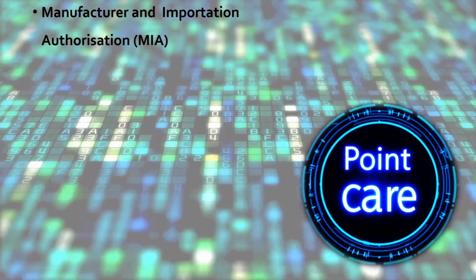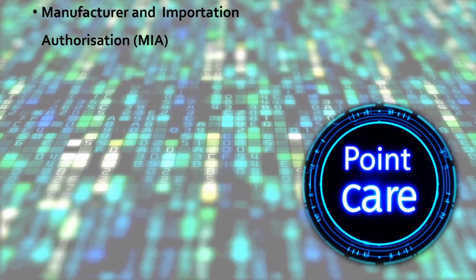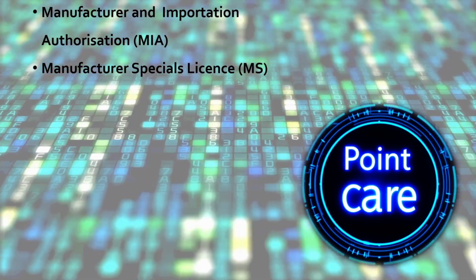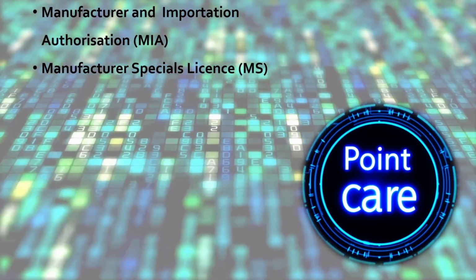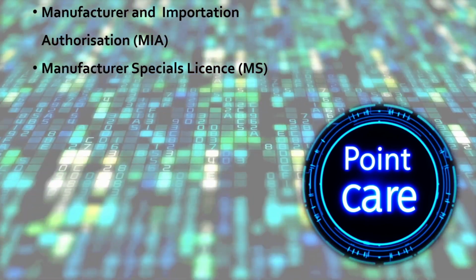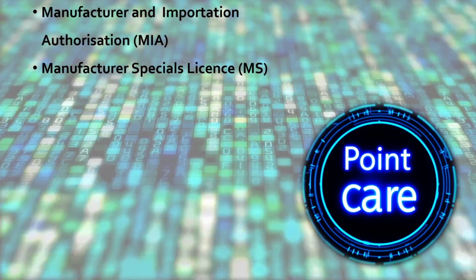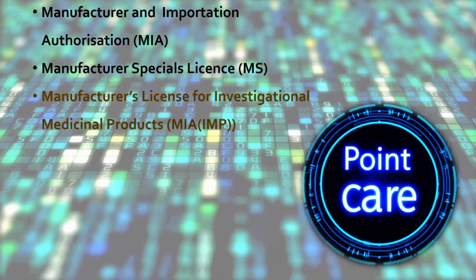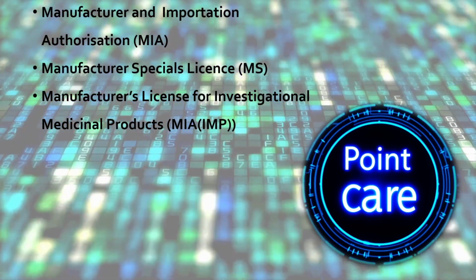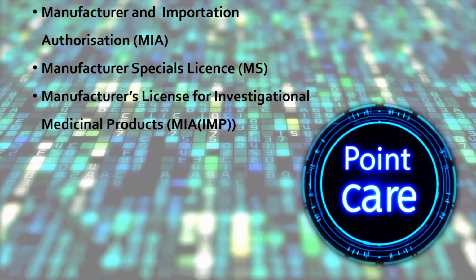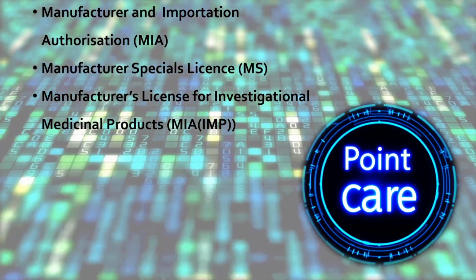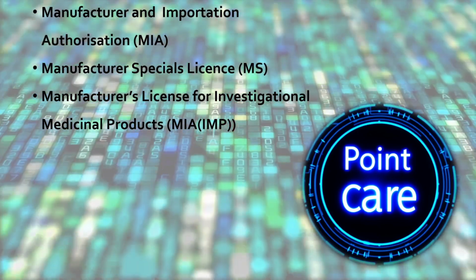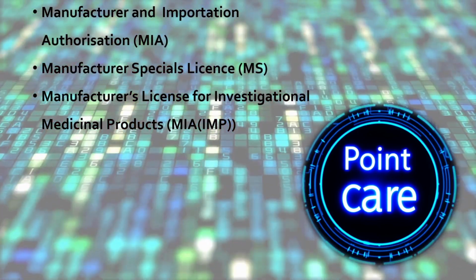Alternatively, for medicines which do not have a product license, a specials license, or MS, may be required. This license authorizes manufacture of unlicensed medicines where a special clinical need exists that cannot be met by existing licensed products. The third type of manufacturing license under which decentralized manufacture could be considered is the MIA IMP license. This would be required where decentralized manufacturing involves investigational medicinal products, or IMPs. A clinical trials authorization, or CTA, would also be required.